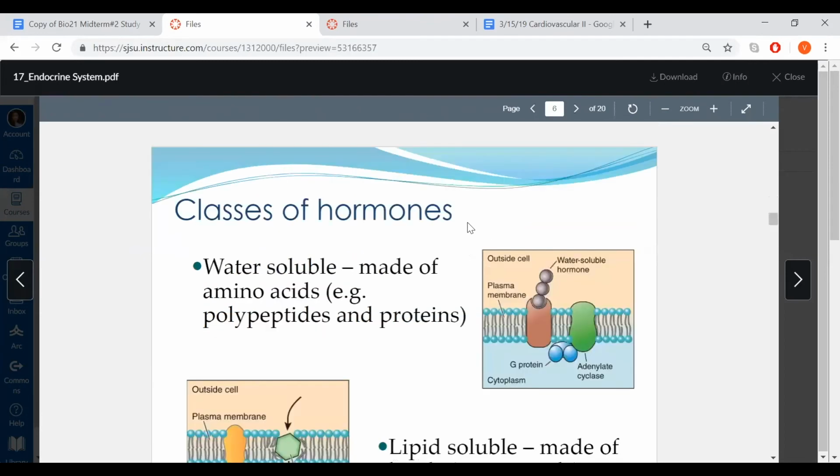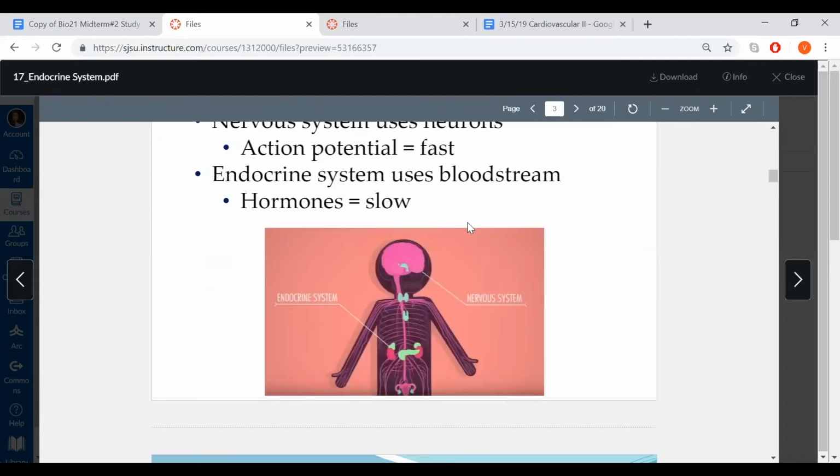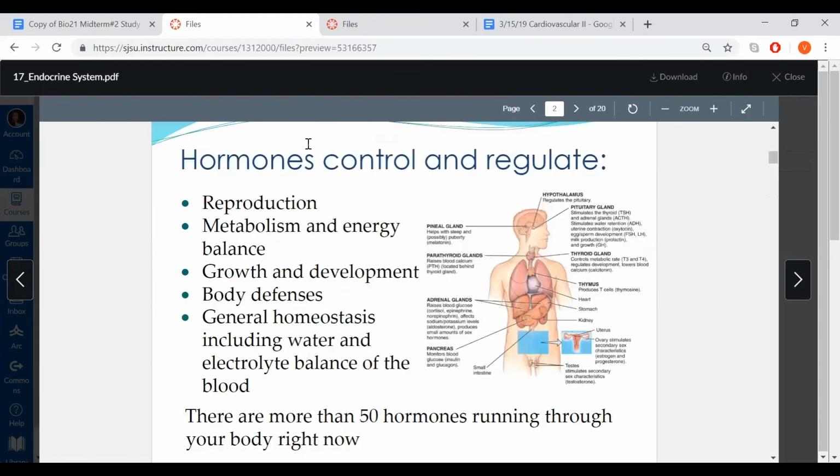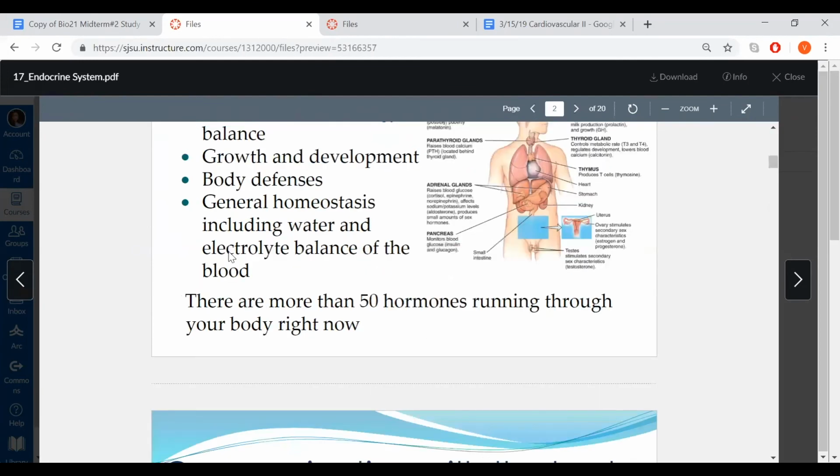She probably won't ask you specifically what these do, like, what does the parathyroid gland do? She's more of a general idea, like what are glands, and being able to understand the example.